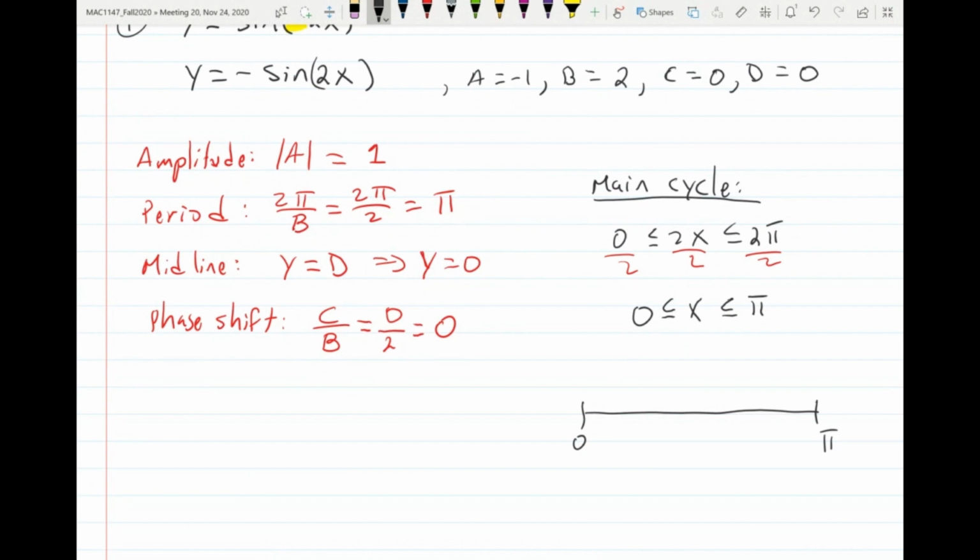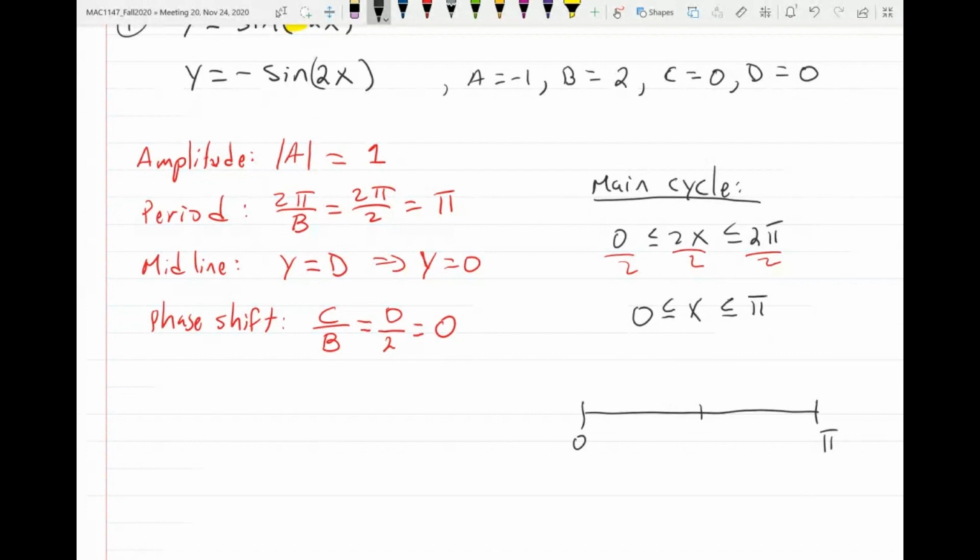Okay? So again, how can you figure this out? Well, if you look, the phase shift is 0, so that means we're starting at 0, and because the period is pi, that means that the length of your main cycle is pi. So you just add pi to the starting point, and that's how you get the beginning and the ending point. That's how you can figure out this cycle with this information here without having to do the inequality that I did. But I personally like to do the inequality. All right, so this is the main cycle.